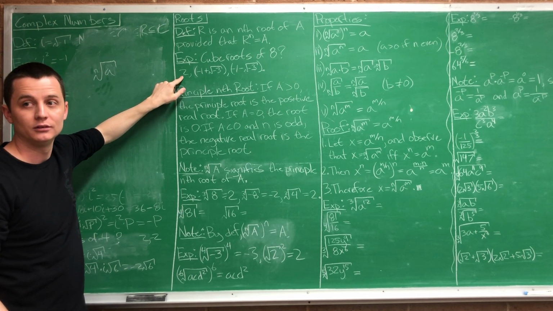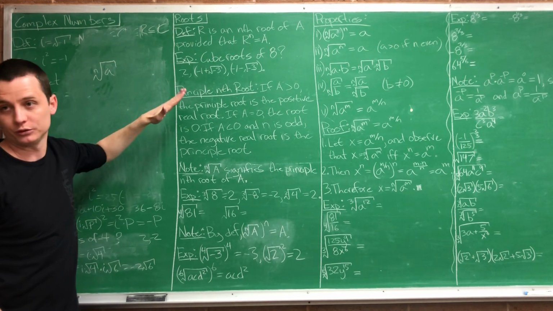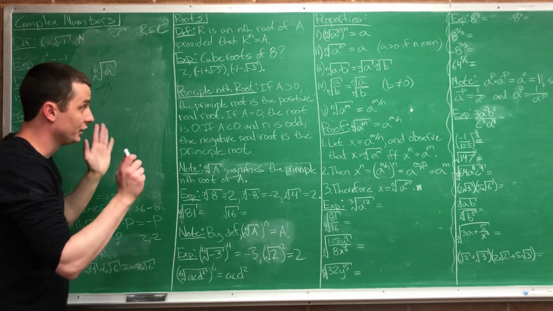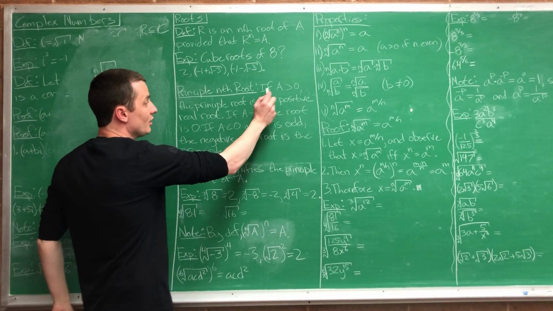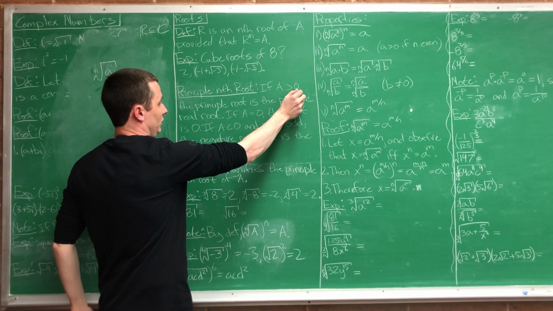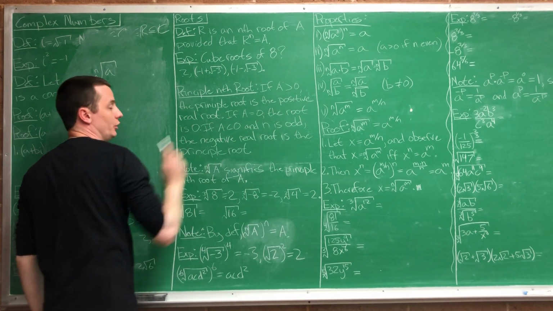Because it's smaller? No, not because it's smaller. So we'll give you the rule really quick for it. So here are the rules for how you determine the principal cubed root of 8. First of all, if a is a number greater than 0, the principal root is the positive real root.